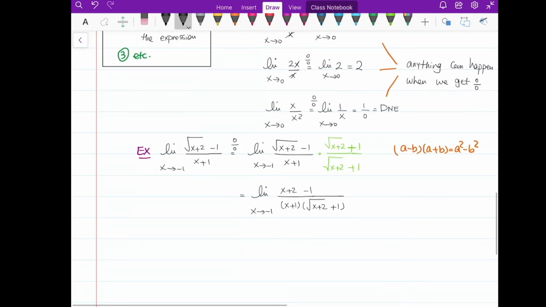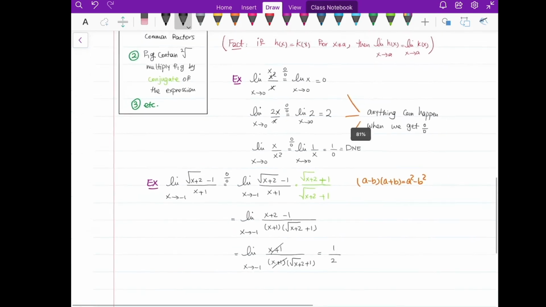Okay, let me simplify that a little bit. I get x plus 1 on top, x plus 1 on the bottom, and then square root of x plus 2 plus 1 as x goes to negative 1. This and that would be cancelled. I get 1 divided by plugging negative 1 into here. I get a 2. And as you see, 1 over 2 is the answer for this limit instead of 0 over 0. I just multiply it by the conjugate and I simplify that.